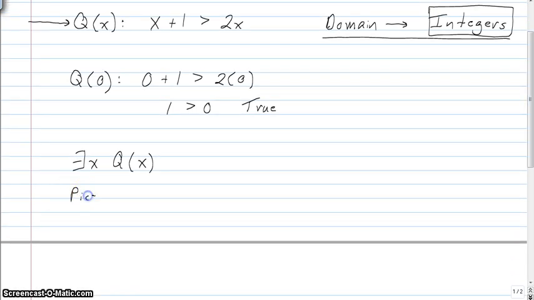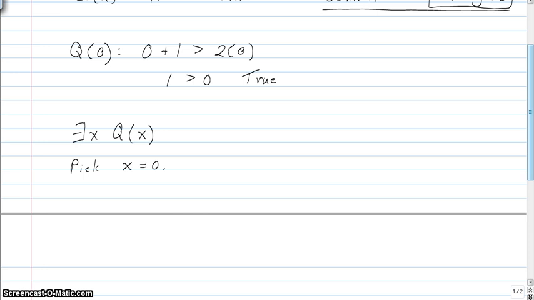So if we pick x equals 0, then, and there's any number of other x values that are integers that you could choose that would also make the statement true. But if we use 0 in particular, we do come up with a true statement.